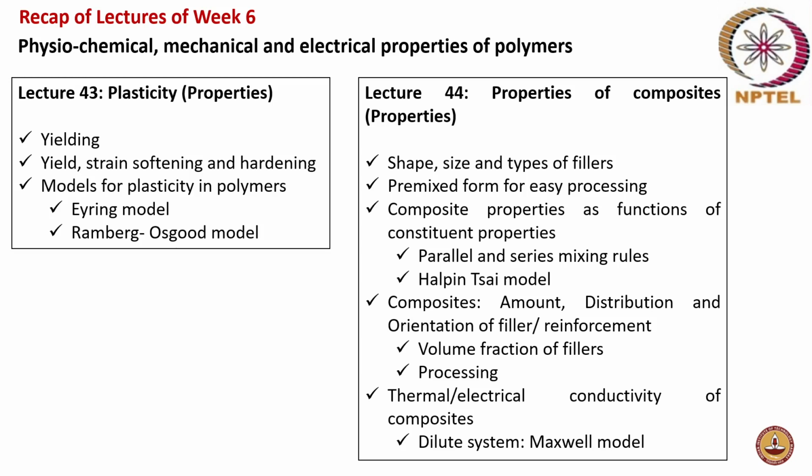And then composite properties as a function of the constituent properties, like the parallel and series mixing rules and the Halpin-Tsai model, were all discussed. For composites, not only the amount but the distribution and orientation of fillers or reinforcements also play a critical role in deciding the property, like your percolation threshold, or in some cases you concentrate the fillers in a particular area to add strength to that weaker area. The volume fraction of fillers, and processing, thermal and electrical conductivity of composites were all discussed.